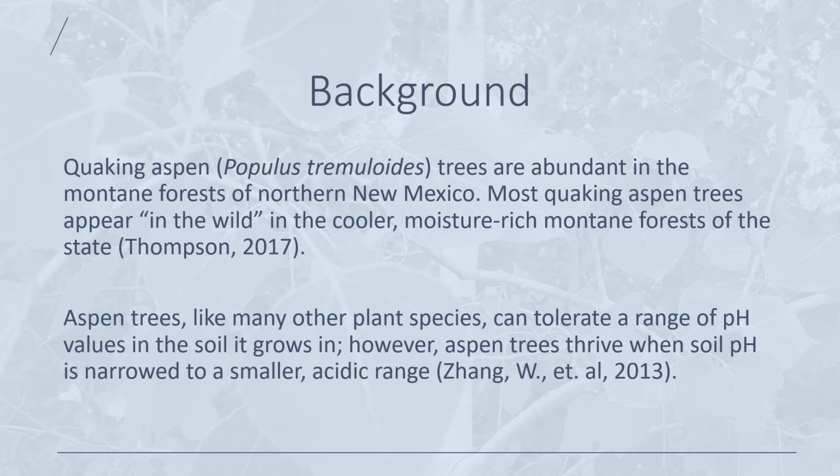While aspen trees can tolerate a range of soils, they tend to thrive when the soil is within a range of acidity, which is measured in pH. Now, pH stands for potential of hydrogen, since acidic compounds have a positively charged hydrogen atom to give up. So, I guess you get a side of chemistry today with your biology. Let's go ahead and go on to our next slide.